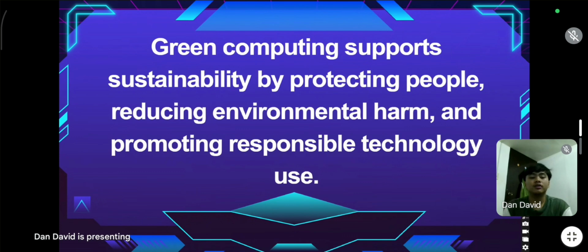So, for the conclusion, green computing supports sustainability by protecting people, reducing environmental harm, and promoting responsible technology use. Sustainable computing is essential for environmental protection and responsible technological development.